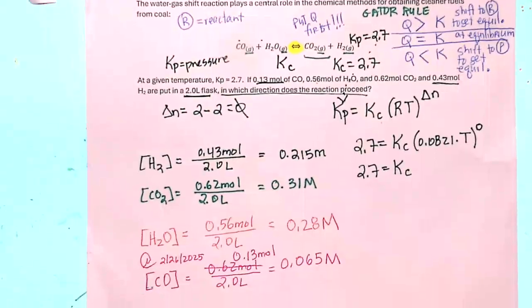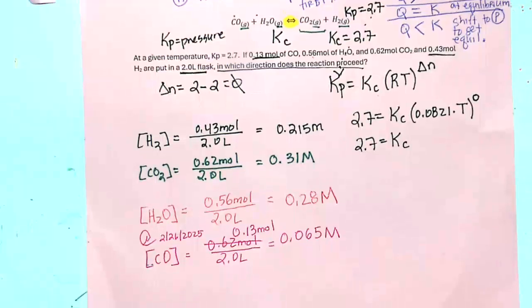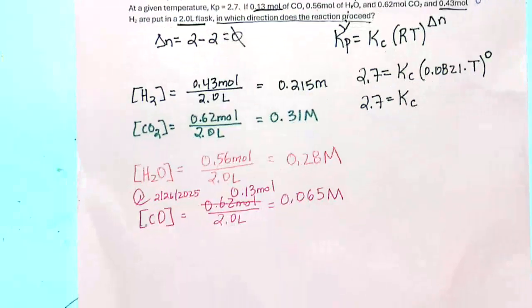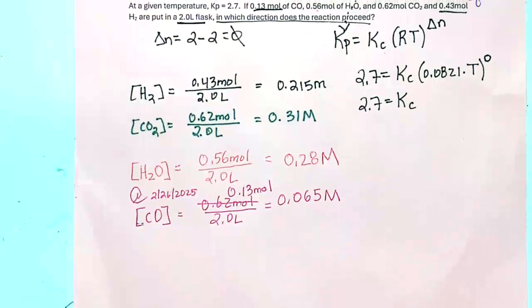We got our concentrations here. Let's plug that into the equilibrium expression. So the equilibrium expression is going to be this. It's products over reactants.